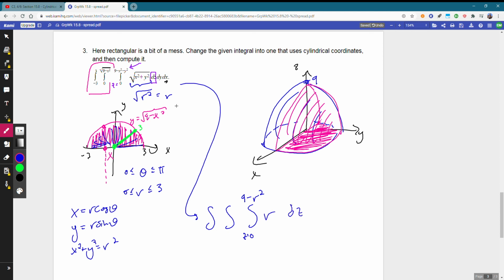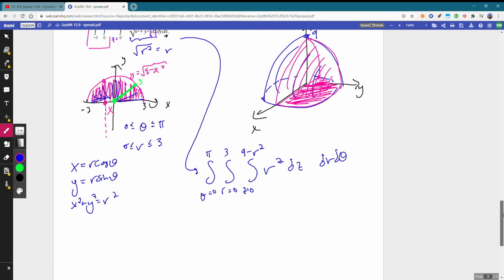Then we have our dz, and our dy dx becomes our r dr d theta. Let me write it down so we can kind of watch it happen. R dr d theta. And then this r here, let's slide it out and combine it with our other r, and we'll get r squared. All right, and here we are moving r from 0 to 3 and theta from 0 to pi. Everything's set to integrate, and we can start in.